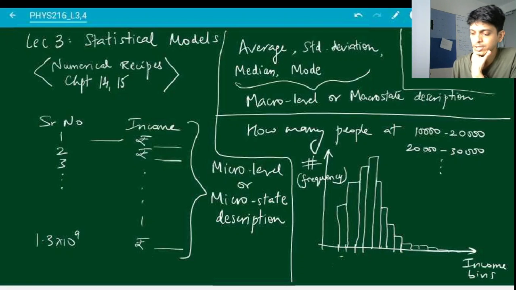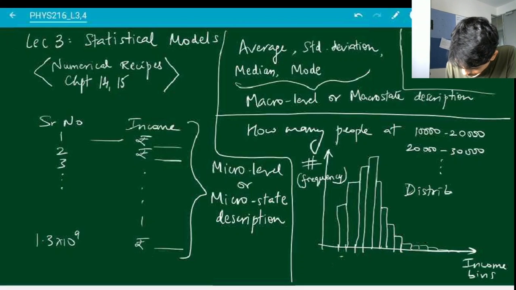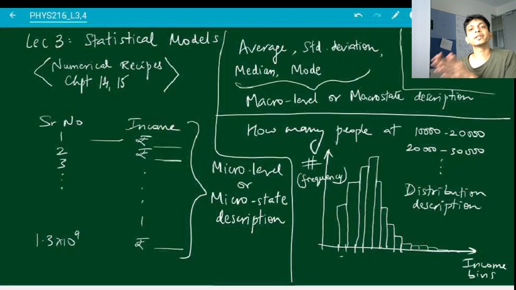So you might get some such histogram, and this description as a histogram is called a distribution description. The distribution description lies in between the micro and the macro level descriptions, because it contains more information than the macro level. Macro level just says what is the average over all of them. It doesn't tell you how those incomes are spread out.